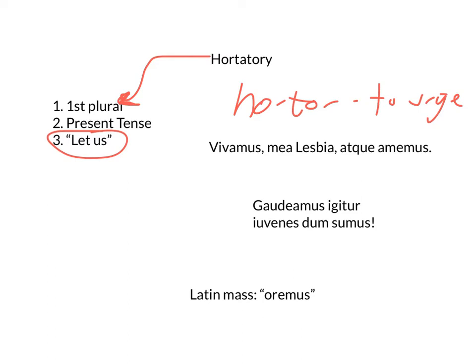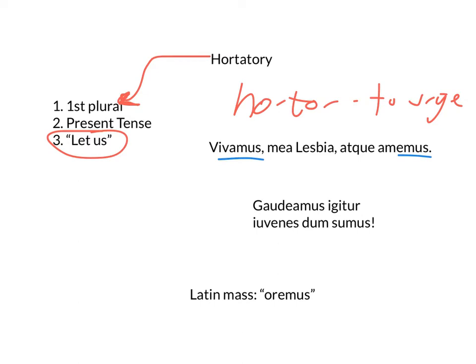So I'll give you a few examples here. Rewind if I go too fast. I'm sorry if I do. I'm trying to keep this video a little bit shorter. So we've got "vivamus, mea Lesbia, atque amemus." Your two subjunctives here are vivamus and amemus, or vivamos if you want to use ecclesiastical pronunciation. Those are your subjunctives, and you simply translate: let us live, my Lesbia, and let us love. One of the most famous hortatory subjunctives right there in Catullus 5.